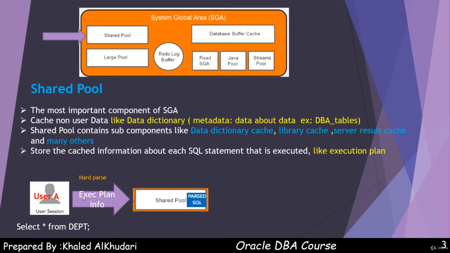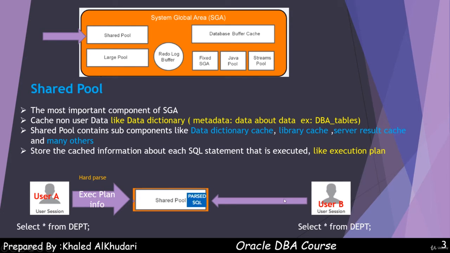So Oracle will store the execution plan information in the shared pool, and you can see it here, parsed SQL. The first time the user makes this select statement, we call it a hard parse. So Oracle has a lot of things to do. But now if I have another user who wants to execute the same select statement, Oracle will read this information directly from the shared pool and no need to regenerate the execution plan again.